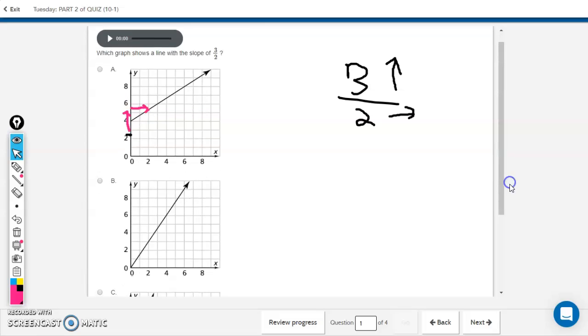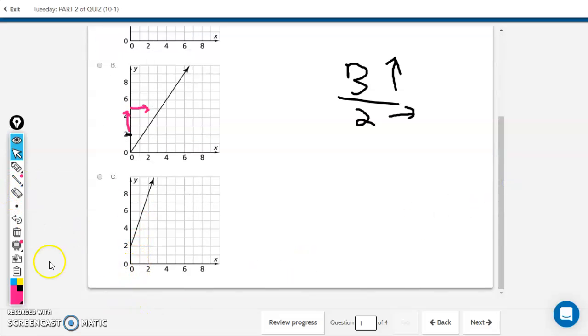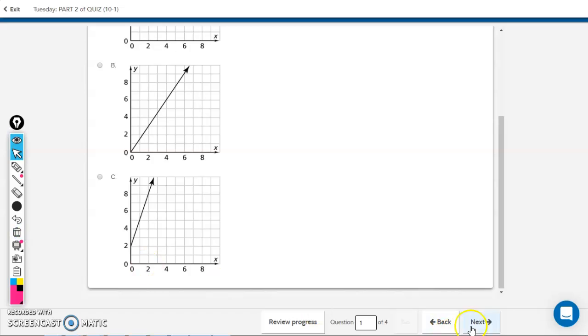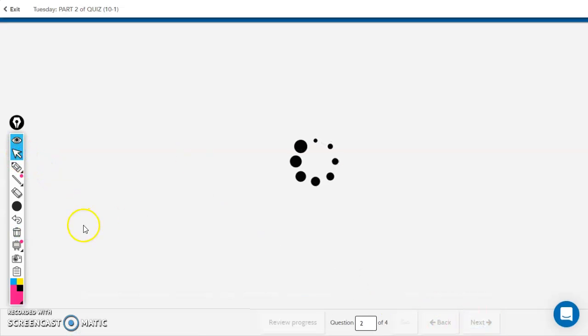Let me do one more here just to show you guys. It's easiest to start right here and count. So here we go 1, 2, 3, up. We go over 2, up. Not on the graph either. So that line doesn't have a slope of 3/2. Hopefully that helps you. I'm not going to tell you exactly which one it is, but choices are limited there.